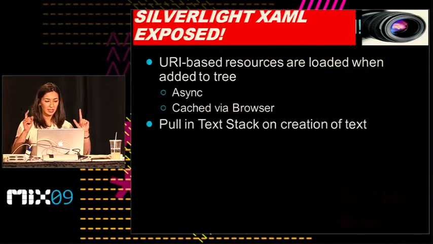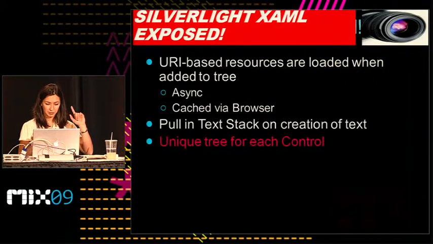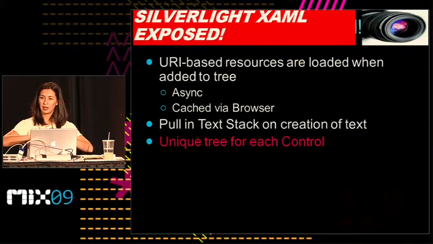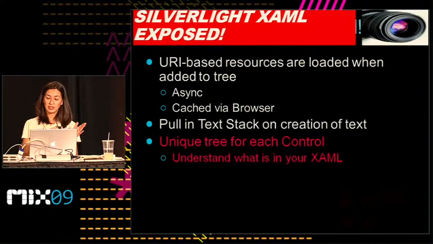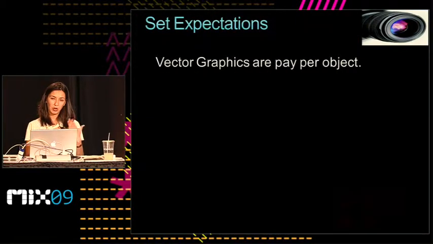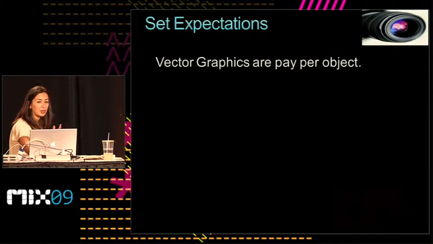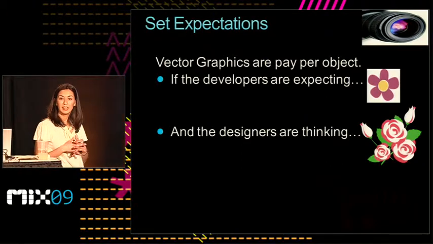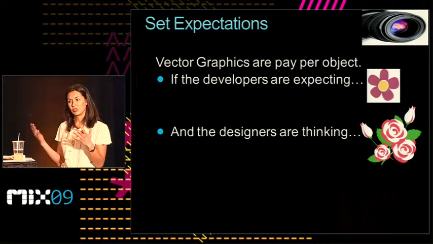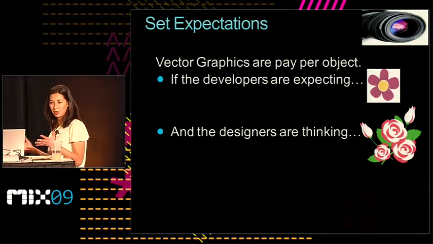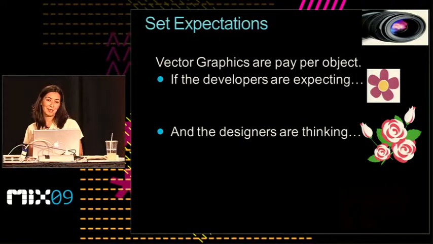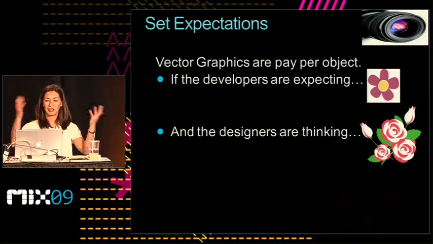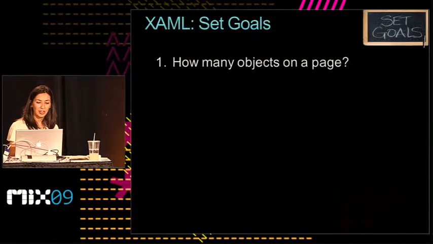So basically, remember that there's a unique tree for each control. And so you need to understand what is in your XAML. When designers and developers are working together, make sure to set goals together. Because if the designer is expecting maybe to use 100 vector objects per row, and the developer is expecting maybe 2, then we have a little bit of a problem if we're going to have a catalog of flowers. So make sure to set goals.